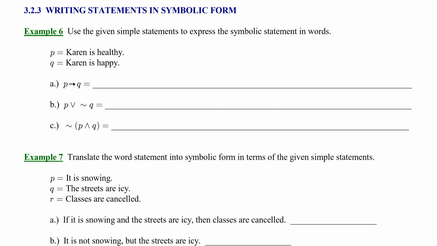Suppose that P represents the statement, Karen is healthy, and Q represents the statement, Karen is happy. We want to translate this conditional. Remember when we see that one-way street, that one direction arrow, we begin with the word if. So we need to write if P. P is Karen is healthy. Then the arrow we will translate as then, followed by the statement Q, Karen is happy. We can say, then she is happy.